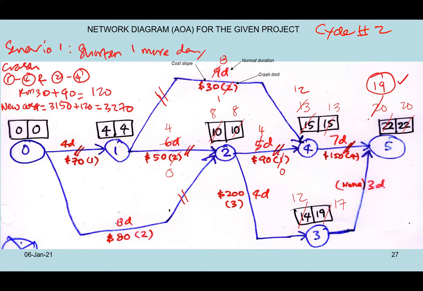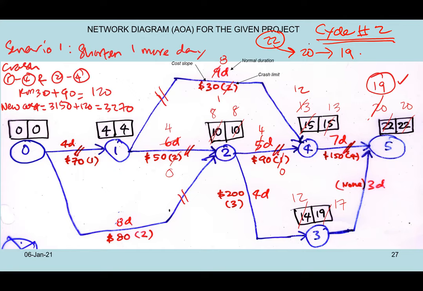Cycle number 2. I call it scenario number 1 because there are so many scenarios that we can play around with. It is up to the person who reduces, because different persons will view things differently. Because of different perspectives and views, at the end of the day, different people will get different answers. Okay, but which one is the correct answer? Let's say cycle number 2. You want to reduce from 20 days into 19 days. Originally is 22 days.